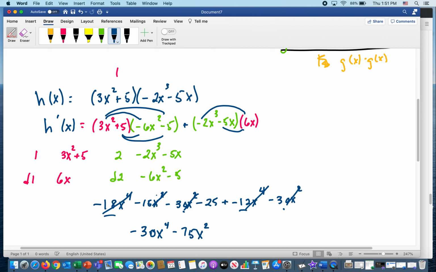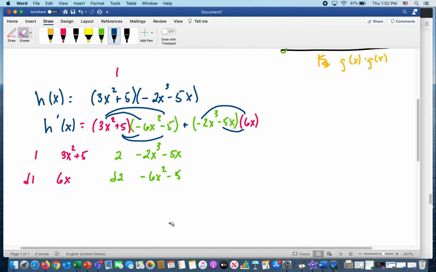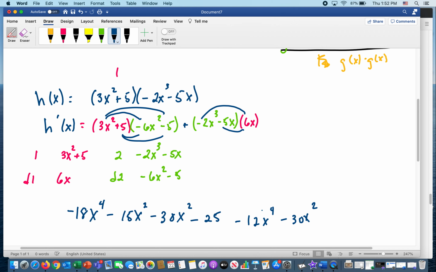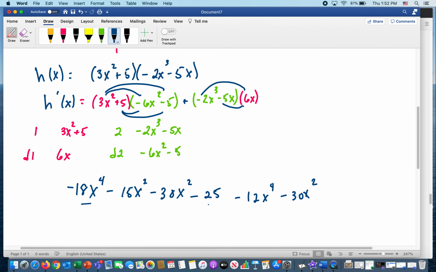I'm double checking. Let me make sure that I didn't get my terms crossed up. If y'all don't mind, I apologize, but I want to make sure that I was looking in the right place, and I don't want to confuse you. So I'm going to just multiply this out again. Negative 18x to the fourth minus 15x squared minus 30x squared minus 25. And then minus 12x to the fourth minus 30x squared. Okay, good. I think I had the right thing. I just wanted to verify that everything was good.